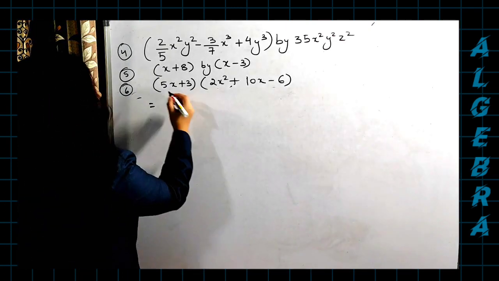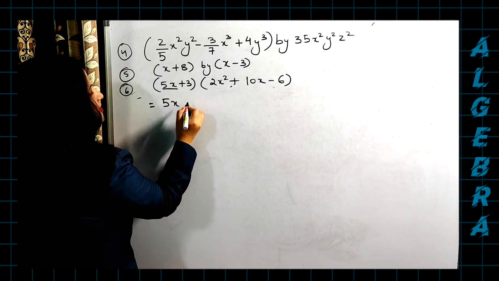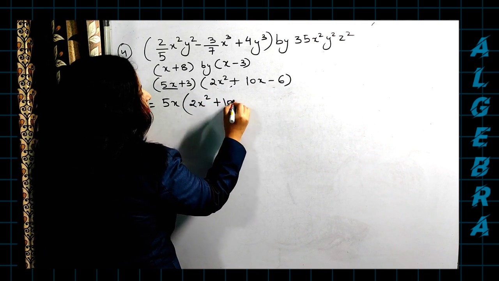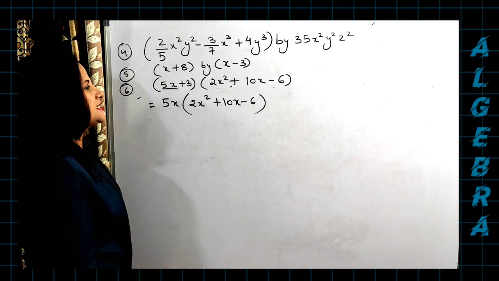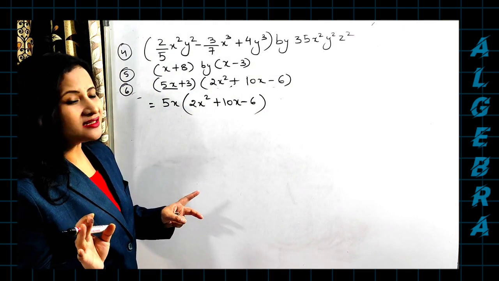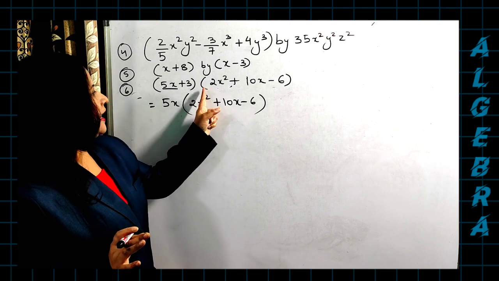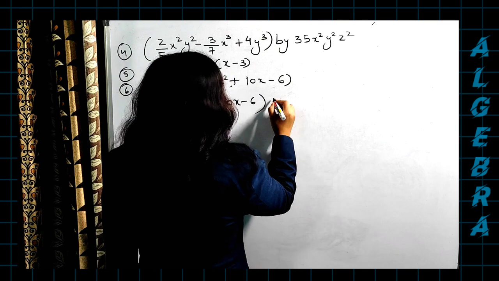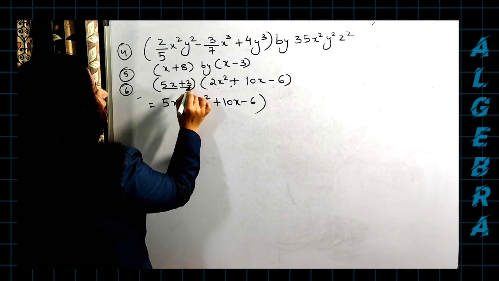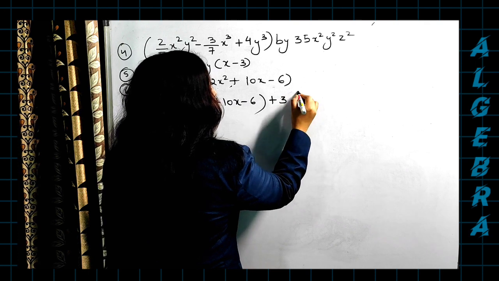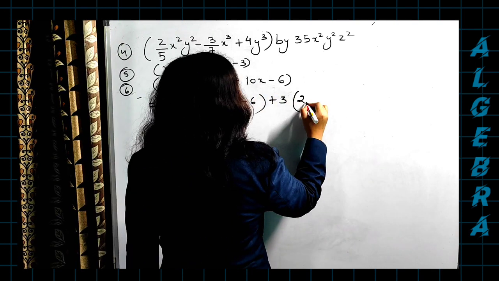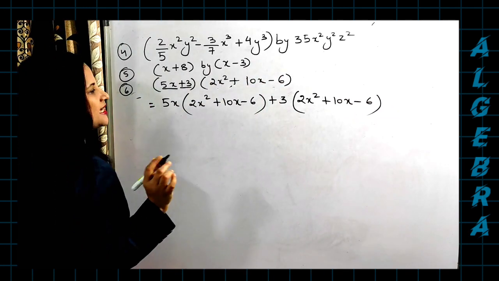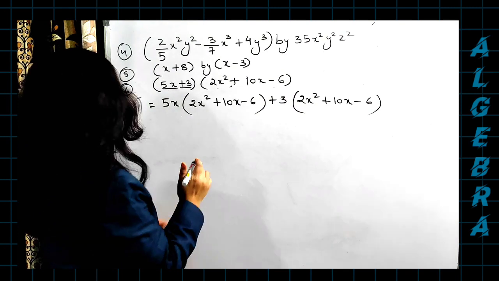The first term is 5x. I am writing 5x, and the whole of this 2x squared plus 10x minus 6, same as the previous one. What I have done is I have written the first term and the whole of the second expression. Then, along with the sign, the second term is plus 3. So I will be writing plus 3 and the whole of this 2x squared plus 10x minus 6. Is that clear? That's it.